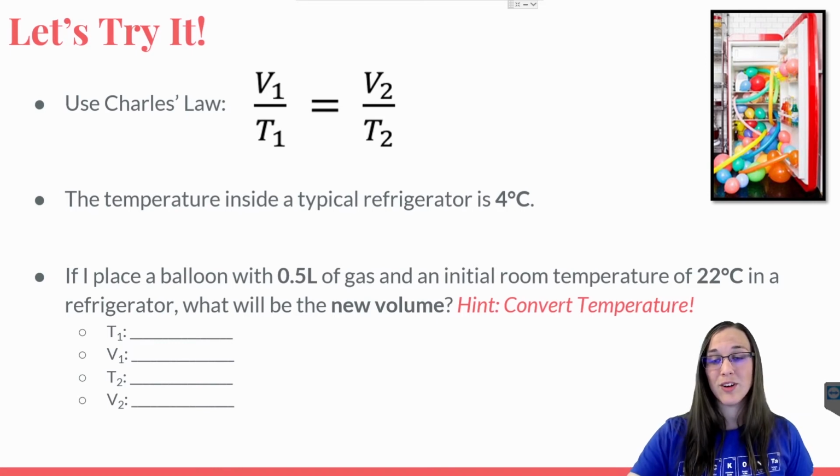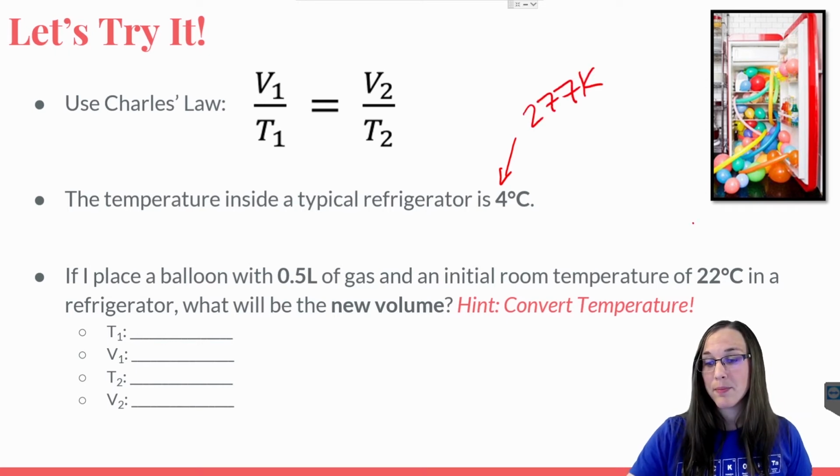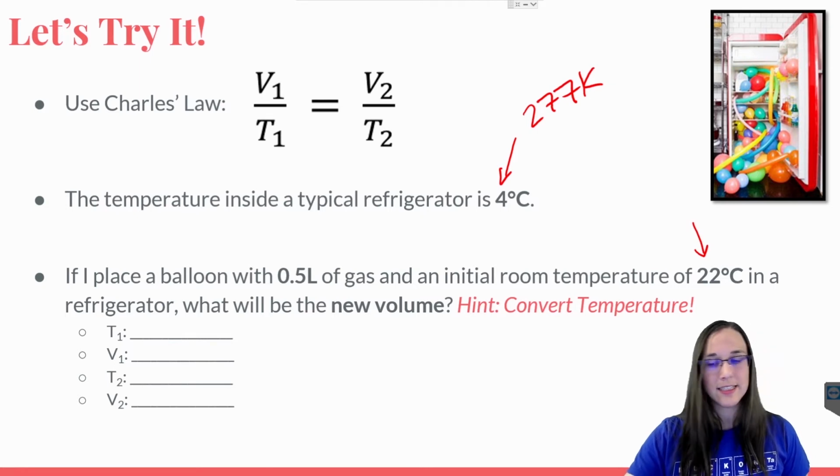So we need to first convert these temperatures before we do anything else to Kelvin by adding 273 to the value in Celsius. 273 plus 4 gives us 277 Kelvin. And 273 plus 22 degrees Celsius gives us 295 Kelvin.